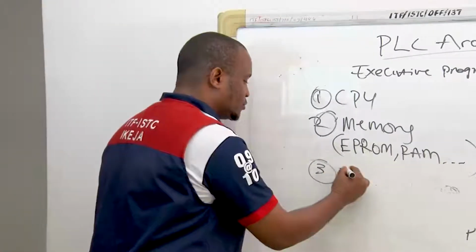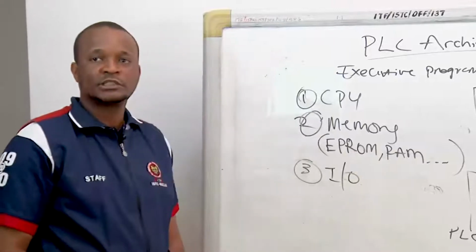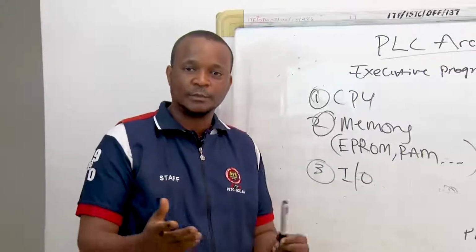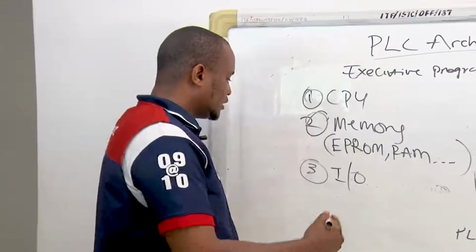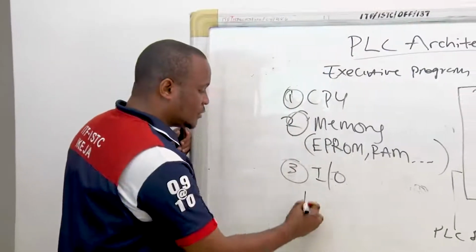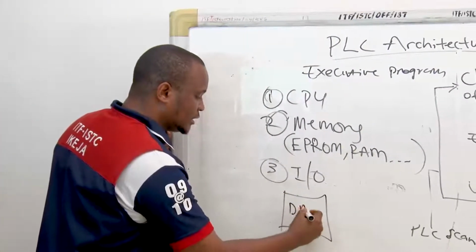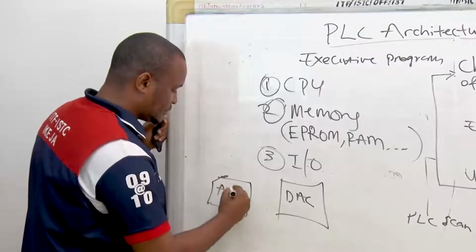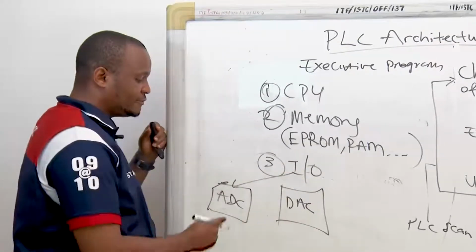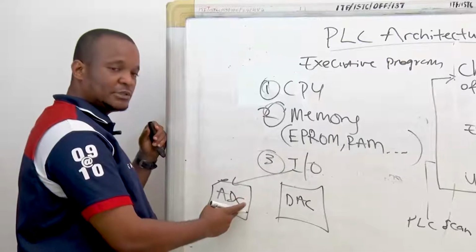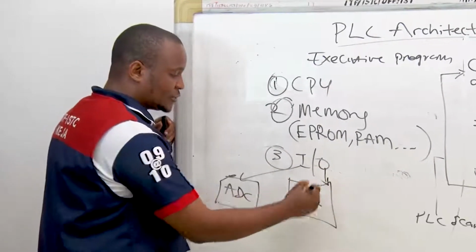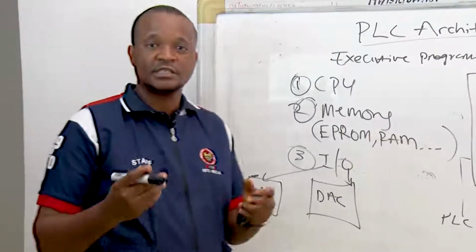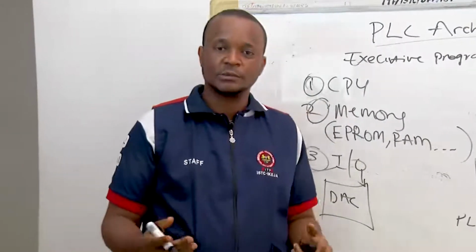We also have the input and output section, which are used for communicating with the outside world. That is the peripherals. Okay? So the I/O device contains what we call the DAC and the ADC. At the input, we have the analog to digital converter. That's the meaning of ADC. And at the output section, we have the digital to analog converter, because the PLC is a digital device. It's a digital system, just like a computer.